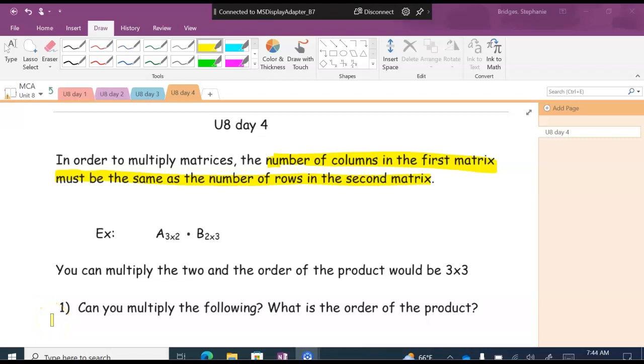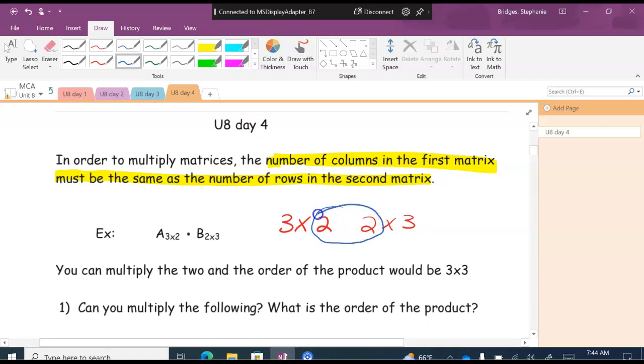So the number of columns in the first has to be the same as the number of rows in the second. The two that they gave us up here, A, is a 3 by 2, and B, it says, is a 2 by 3. So in order to be able to multiply, these two have to match. Those two in the middle. The columns in the first matrix have to match the rows in the second matrix. If those are not the same, you cannot multiply.